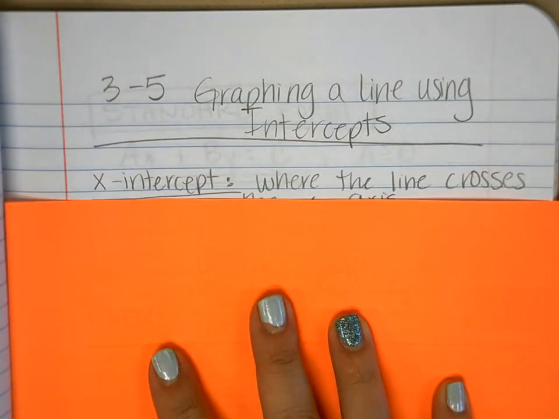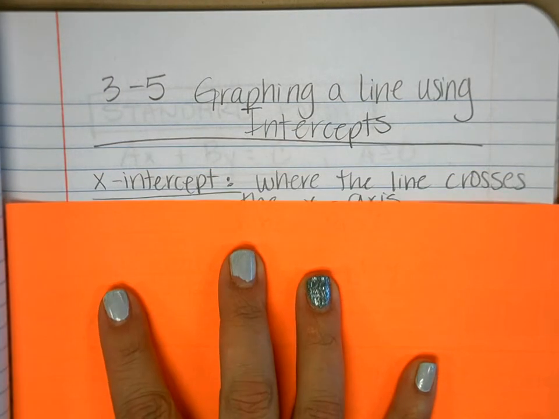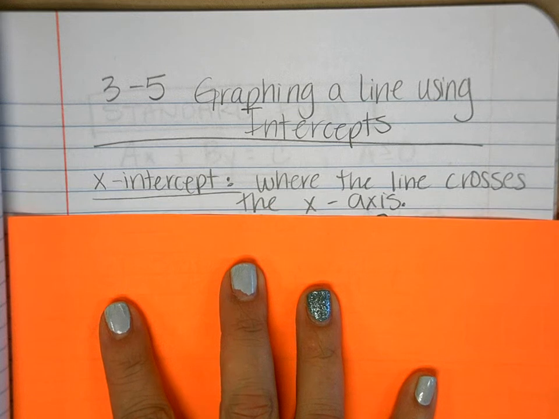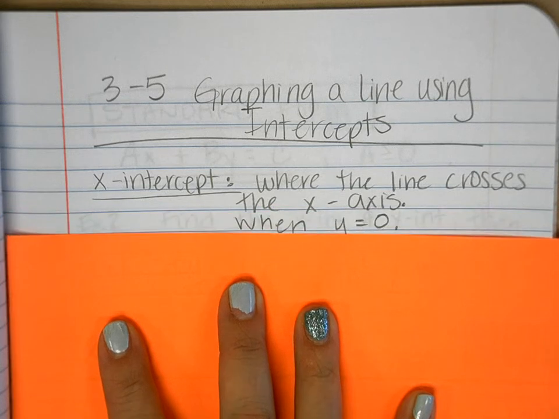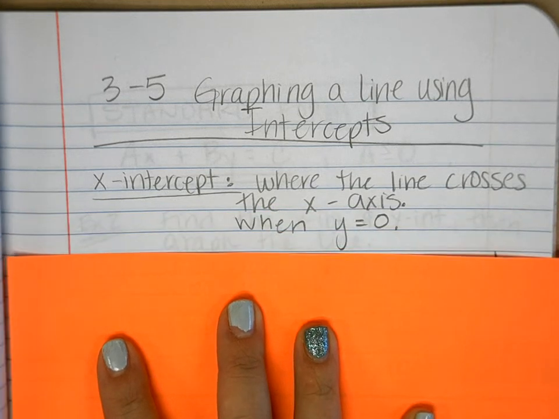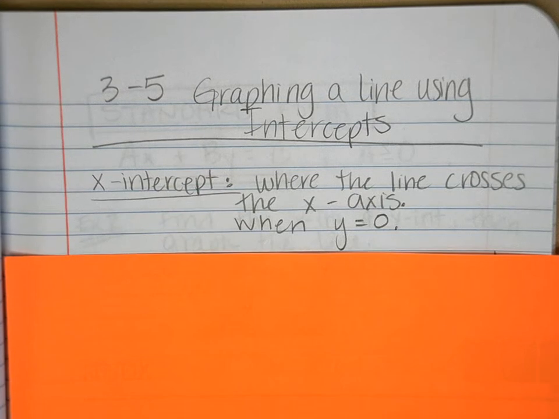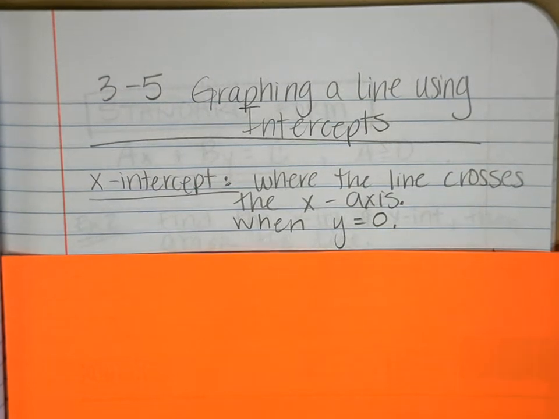So we have the x-intercept to introduce now. This is where the line crosses the x-axis when y equals 0. It's the opposite of the y-intercept. So the x-intercept is where the line crosses the x-axis when y equals 0.